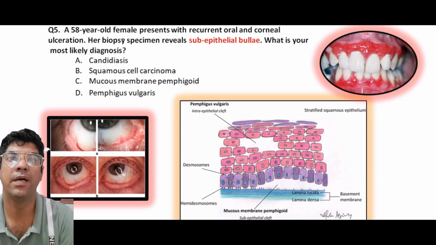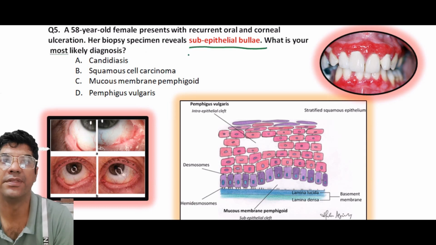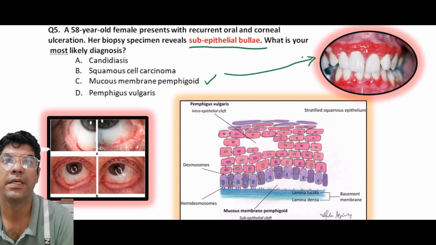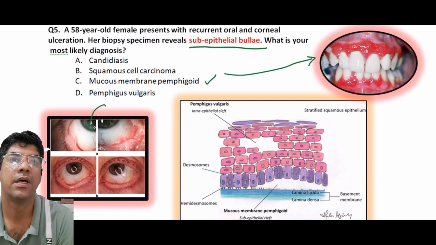A 50-year-old female presents with oral and corneal ulcerations. Her biopsy specimen reveals subepithelial bulla. What is your diagnosis? Well, your diagnosis will be mucous membrane pemphigoid. So you can see here the oral ulceration along with the corneal ulcerations.